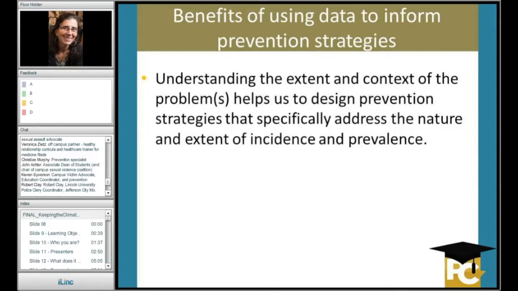that I think probably apply to most of us. So really understanding the extent and the context of the problem or problems, and I know today we're focusing on campus interpersonal violence or sexual and relationship violence and stalking, but it is important to identify what exactly is the problem that the data is about. But so understanding the extent and the context really helps us design prevention strategies that specifically address the nature and the extent of incidence and prevalence. And I think that's very much related to the goals of comprehensive prevention, where ultimately we're teaching people skills to not only increase their knowledge and their confidence of engaging in these prevention strategies, but ultimately to prevent sexual and relationship violence and stalking.